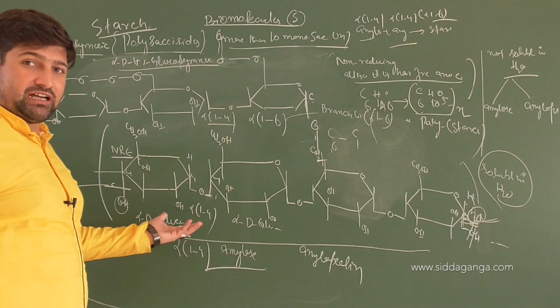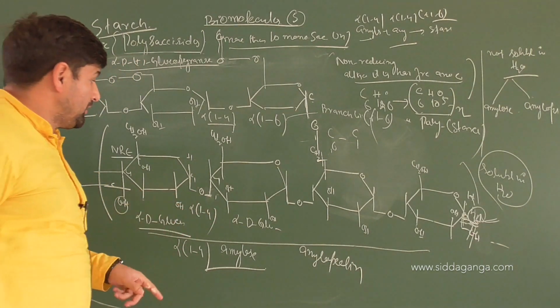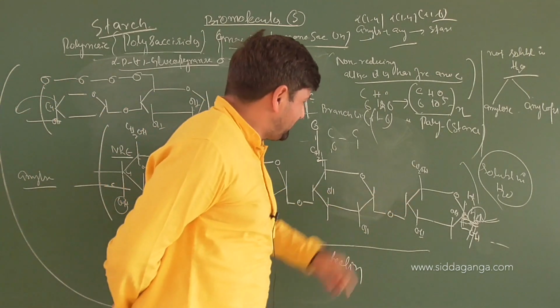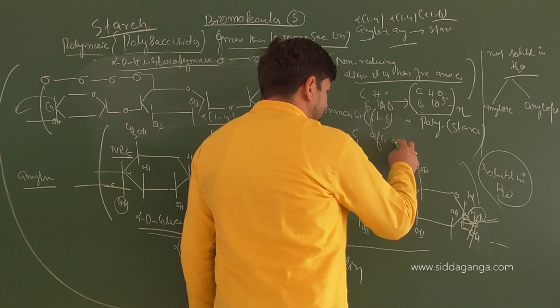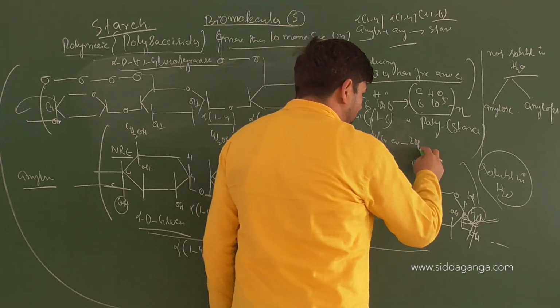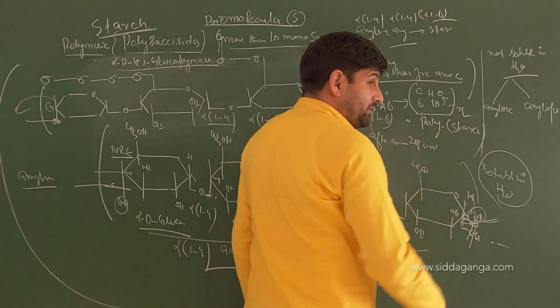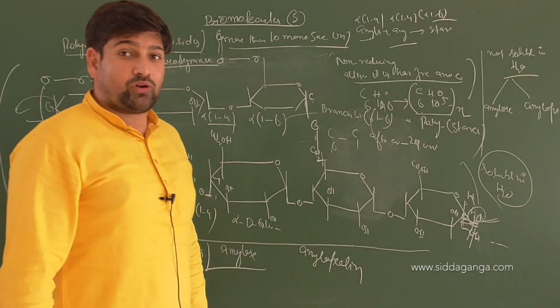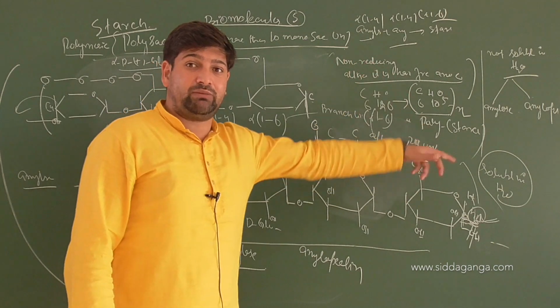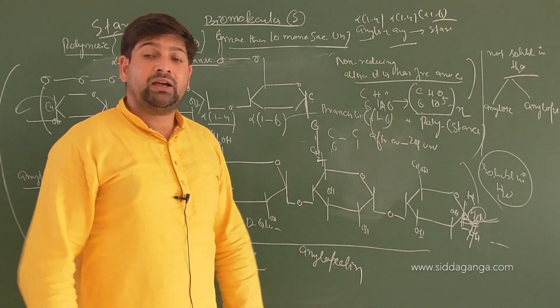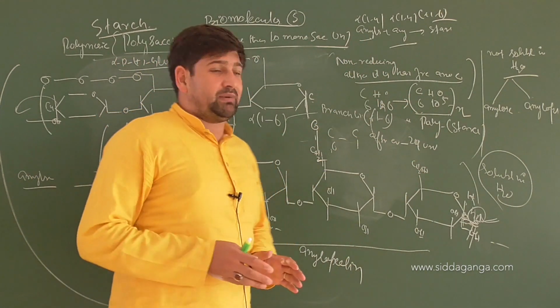So what is the bond formation? Alpha 1,4, alpha 1,6. Remember, this amylose chain is there, right? After every 24 units, you will have a branch coming out. From where? From an amylose chain. After every 24 units, one branch will be coming out in starch. And it is acceptable.